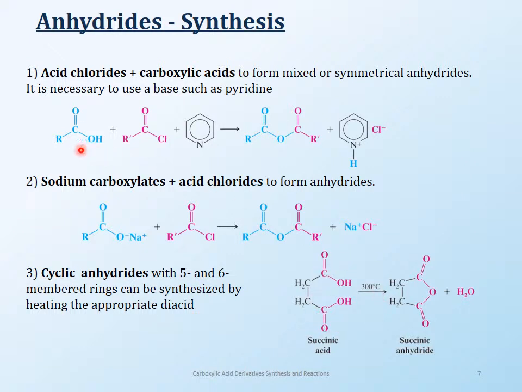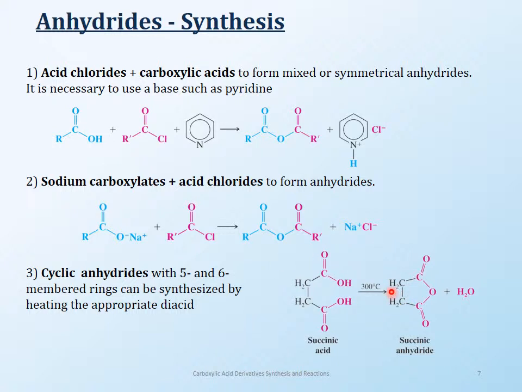The other way you can make anhydrides is that you can take a diacid, or you can also take an aliphatic acid like this, and heat it up a little bit. Once you heat it, you will have dehydration, so water will go away, and then you form an anhydride. So this is a very good way of making cyclic anhydrides.